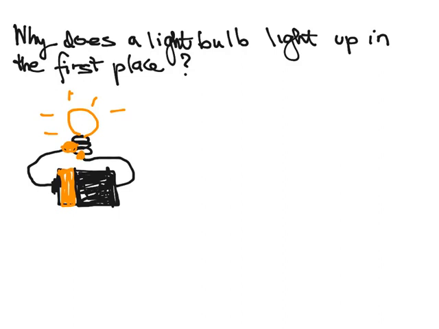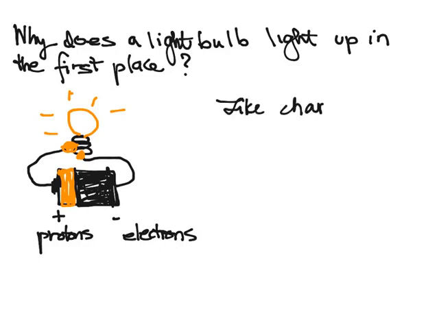In order to answer this question, we have to think back to chemistry. We know that every single atom is made up of protons and electrons, and that protons are positive and electrons are negative. And your chemistry teacher probably told you that like charges repel and opposite charges attract.